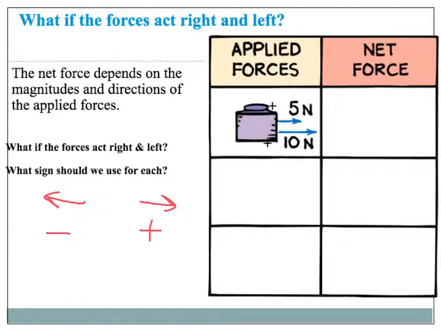Remember that it's dependent on magnitude, that means the size or the amount of force, and the direction of the applied force. This first example in your chart shows that you've got two forces, both acting to the right, one with a magnitude of 5 newtons and one with a magnitude of 10. So take a minute and draw in the net force that would be acting on that object.